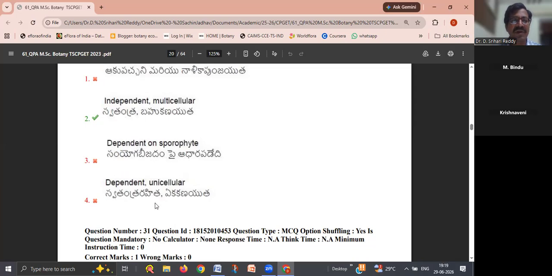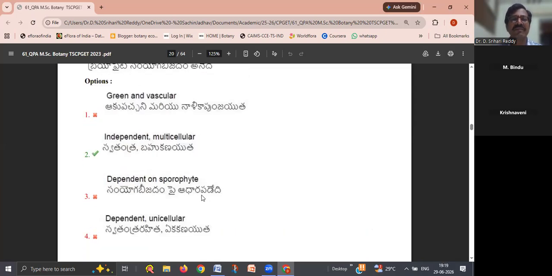But here in the bryophytes, gametophyte is dominant. And next, gametophyte is dependent and unicellular. It is also wrong. It is not unicellular. It is multicellular and it is independent. The right option should be dominant and multicellular. But they gave independent and multicellular, so we can choose the nearest answer, that is independent and multicellular.